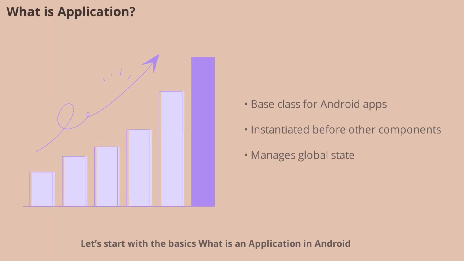Start with the basics. What is an application in Android? The application class is the base class within an Android app that contains all other components, such as activities and services. It's instantiated before any other class when your app process is created. This means it's the foundation for everything else in your app, ensuring all components have a common context and can interact seamlessly. Understanding this helps you manage global state and resources efficiently.